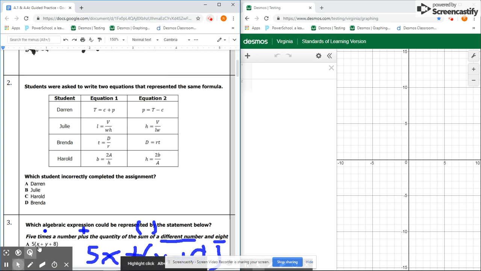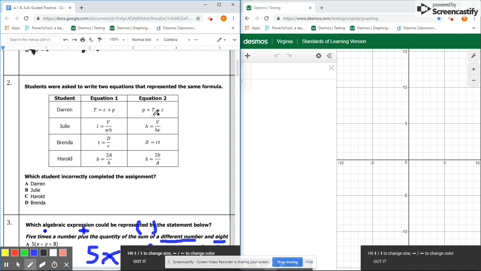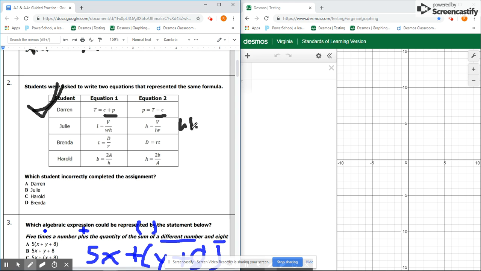Okay, so you should have checked this with your group. Which student did complete the assignment incorrectly? Was it Darren, Julie, Brenda, or Harold? So for the first one here, if we add C to both sides, we end up getting C plus P, so that's going to be good. It's supposed to be a check. If we multiply by LW, we get H, LW equals V, and then divide by L, we will get V over HW equals L. It's really messy, but that one will work.